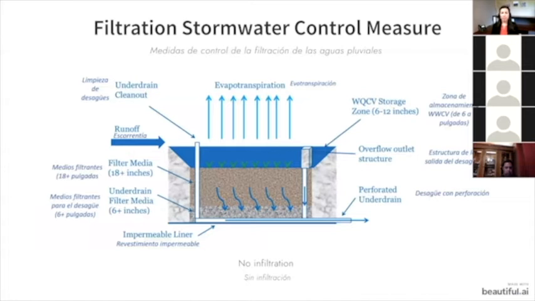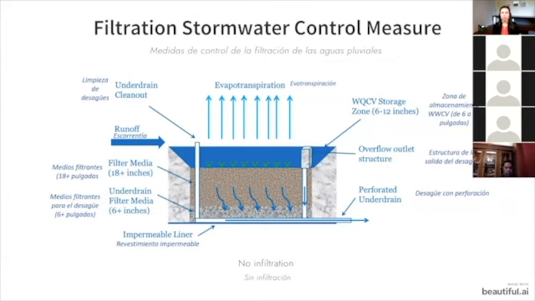Now we're getting a little bit technical here, so bear with me. Just wanted to show you the different types of infiltration that we're talking about with a stormwater control measure. So a rain garden is exactly what we're still talking about here. This is looking at how that process works. How does it clean the water? So the first type of filtration is no infiltration.